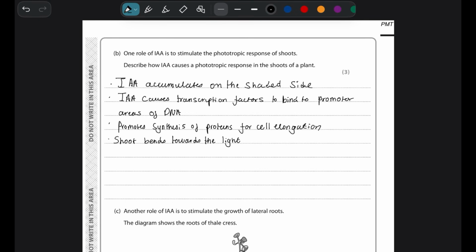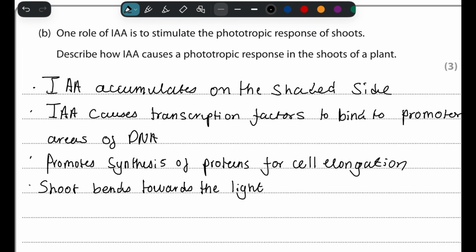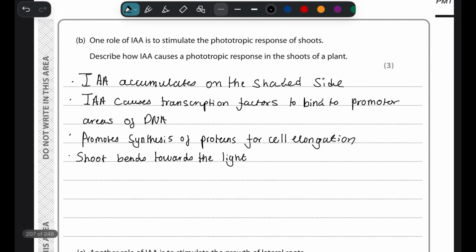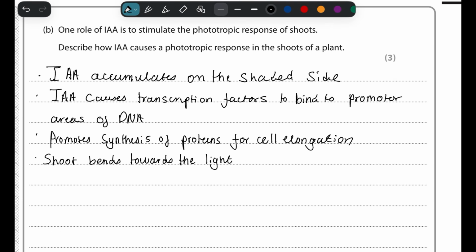Okay, so next they're saying one role of auxin is to stimulate the phototropic response in shoots. So like I predicted, we've got a phototropism question. And then it says explain how IAA causes the phototropic response. So this one should be fine. If you've learned it, you should just be able to reproduce it. So this is again something I'd recommend just learning.